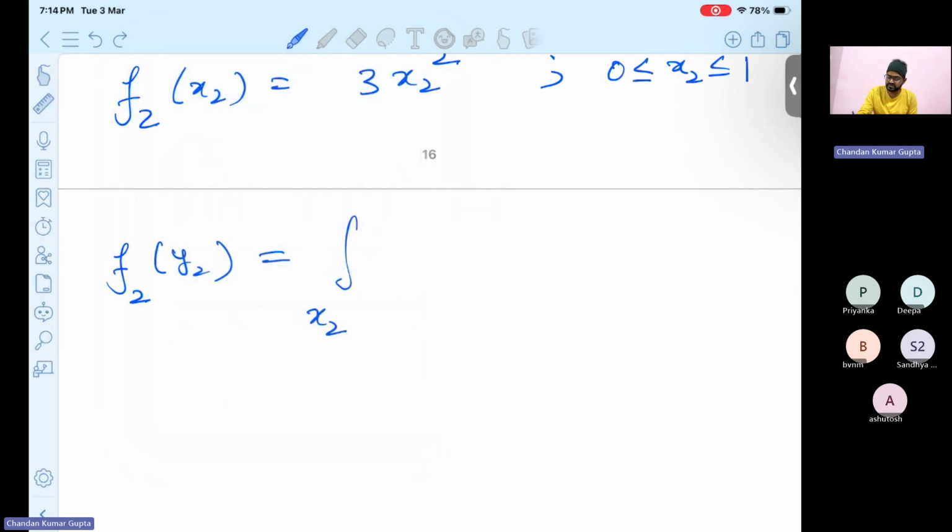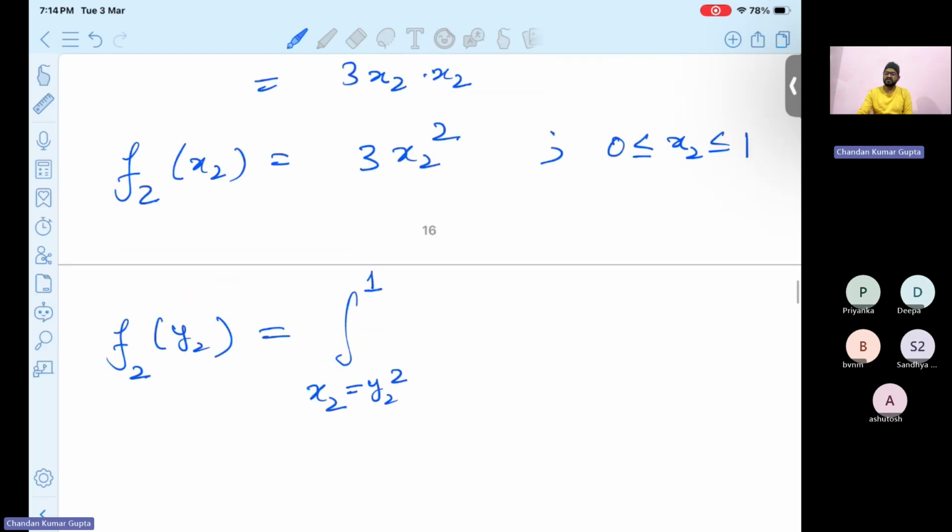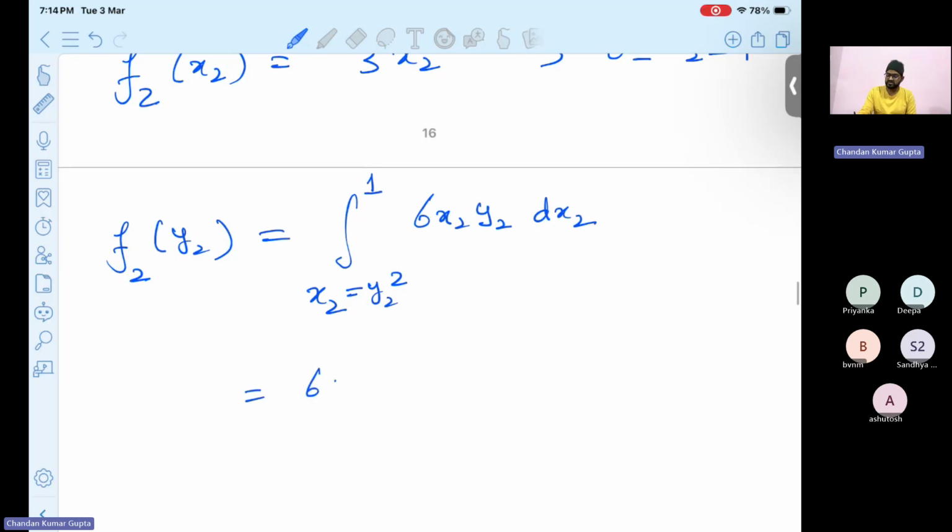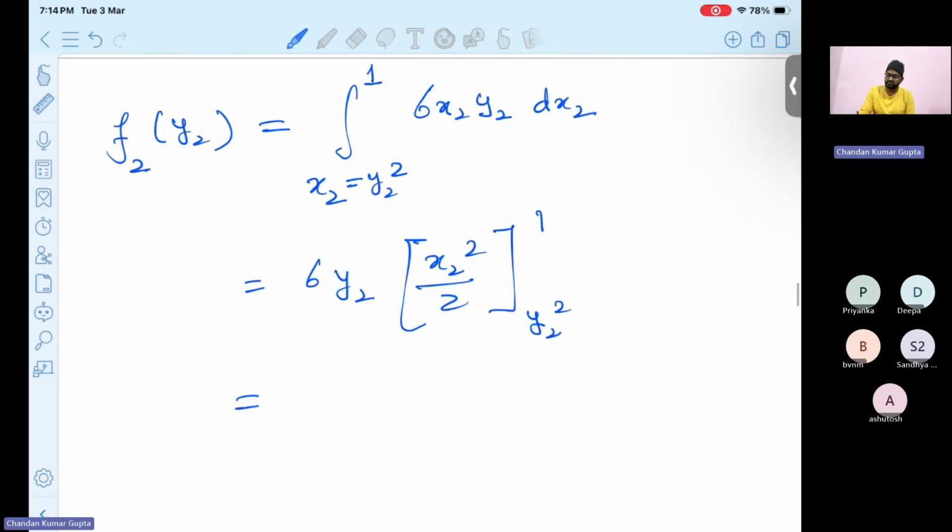The lower limit is y² and the upper limit is 1. And yes, 6x²y² dx². So 6y² can be taken outside, and x² is squared by 2. It's y² squared and 1. So it comes out to be 6y²/2, we can say 3y². That means it's x², so x² equals 1.